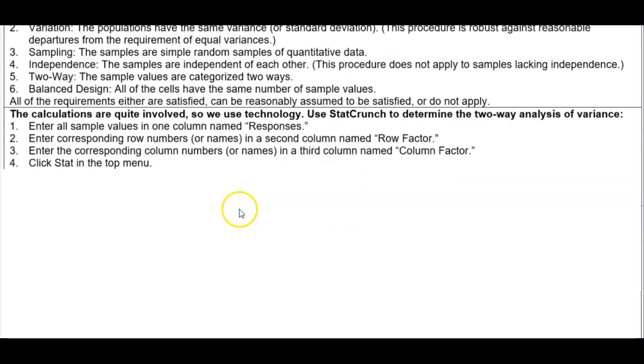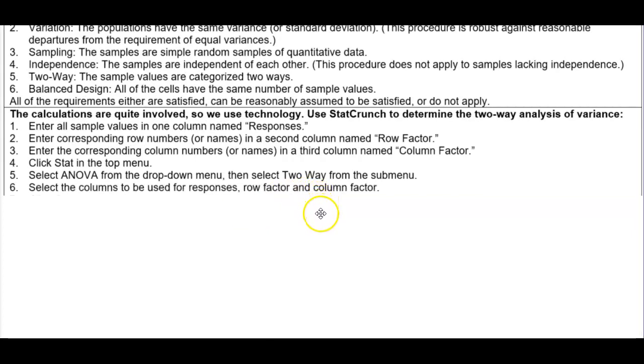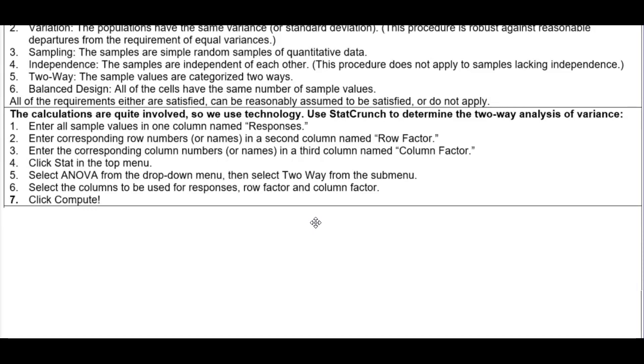We're going to click Stat on the top of the menu. Select ANOVA from the drop-down menu, then select two-way from the sub-menu, and then select columns to be used for responses, row factor, and column factor, and then click Compute.